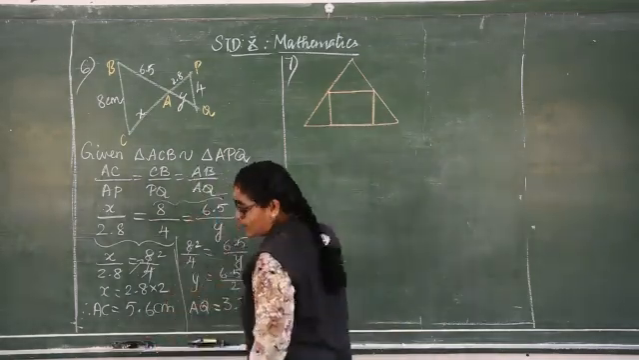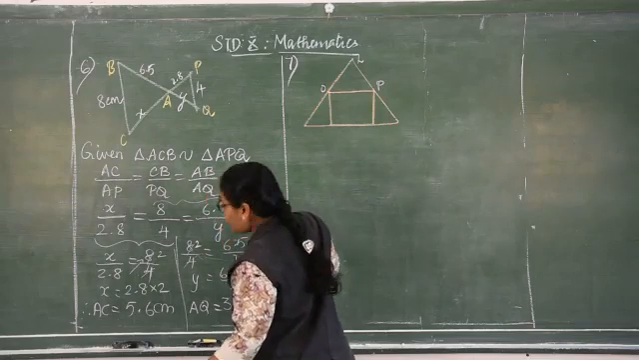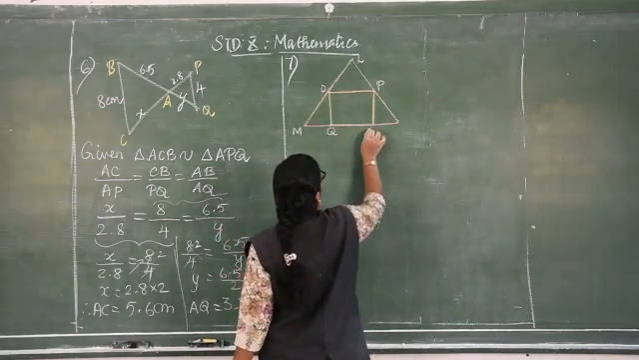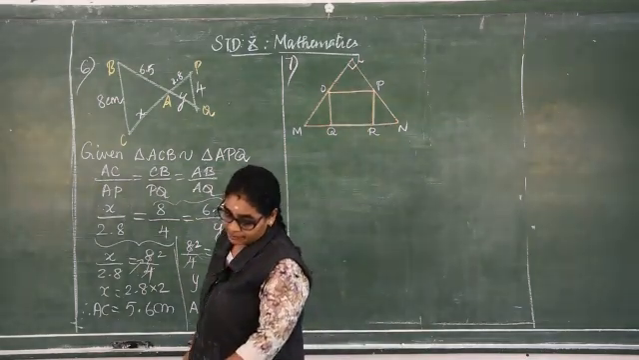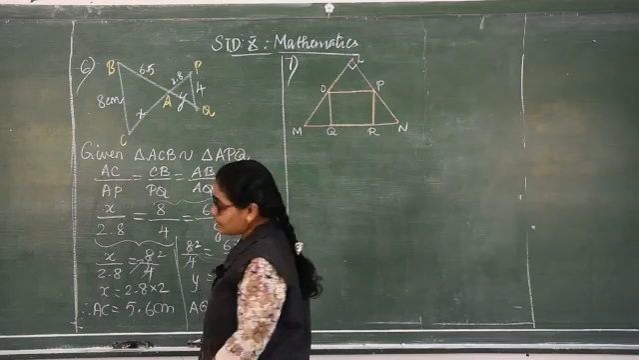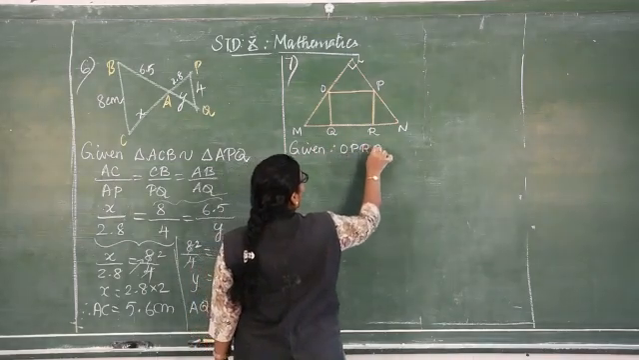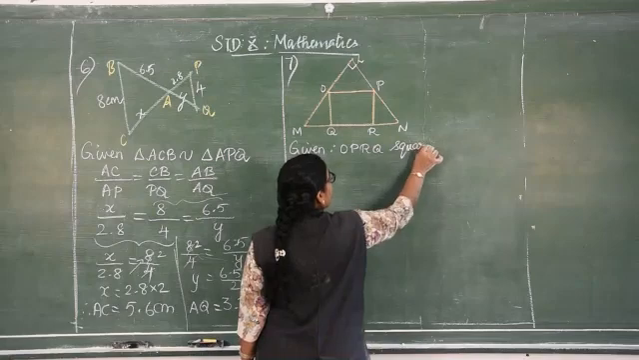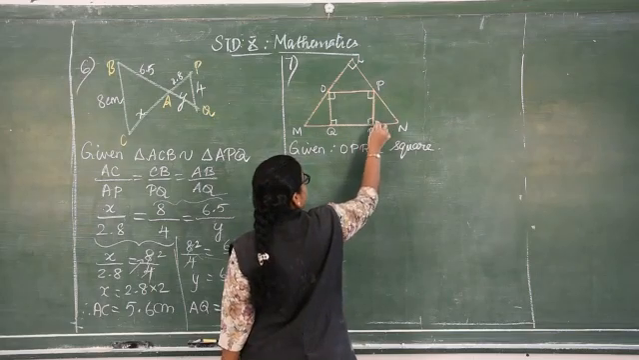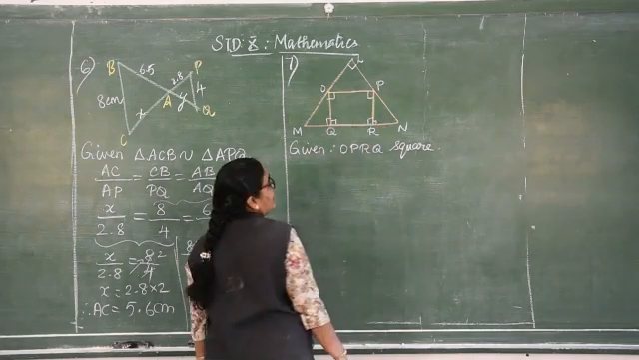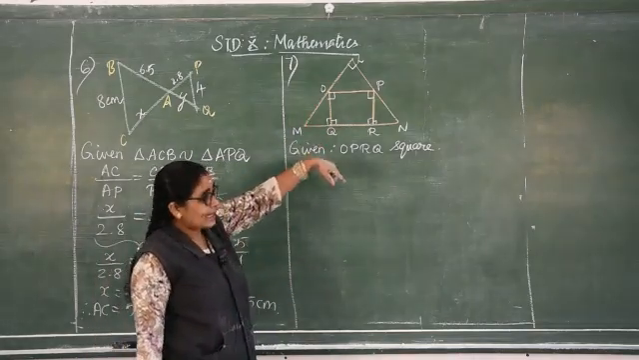Now LOP, MQRN, this is 90 degree they have given, and they have given that OPRQ is a square. So given OPRQ is a square. Square means all the angles are 90 degree. This is one square. If this is 90 degree, this is also 90 degree. This is also 90 degree, no? So we have written that by conditions. And the measure of angle MLN is 90 degree.